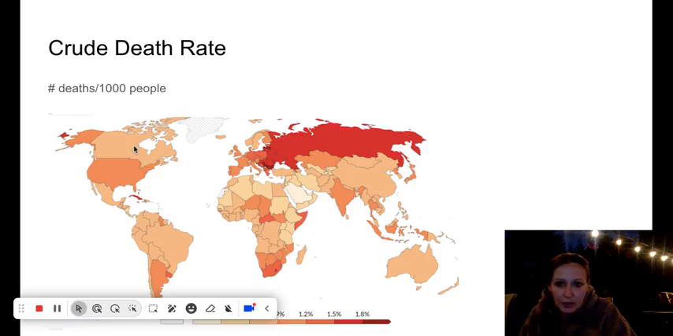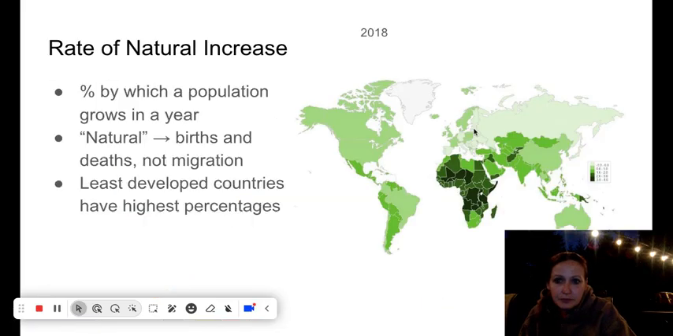Some countries are doing better than us, though, Canada and so forth. Rate of natural increase. So this is the percentage by which a population grows in any given year. And it has to do with natural things. So births and deaths. It does not deal with migration, right?